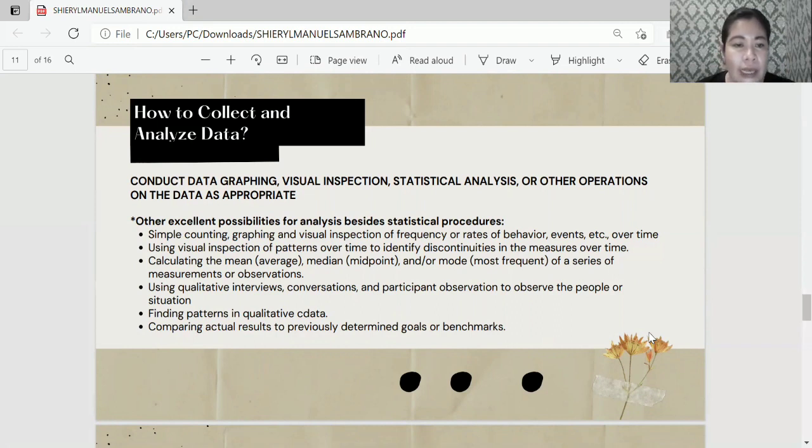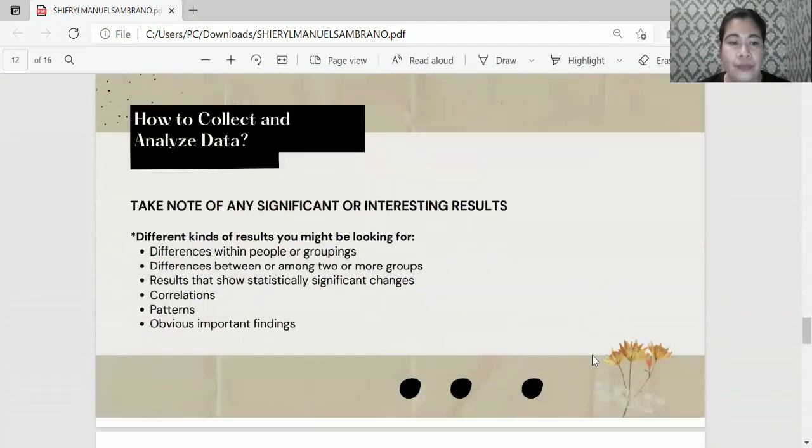Third, calculating the mean or the average, the median or the midpoint, and or mode or the most frequent of a series of measurements or observations. Fourth, using qualitative interviews, observations, and participant observation to observe the people or situation. The fifth, finding patterns in qualitative data. And the last one is comparing actual results to previously determined goals or benchmarks.